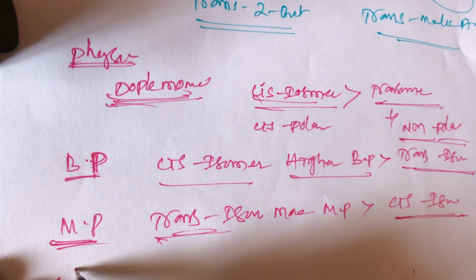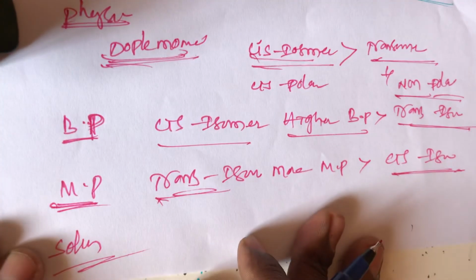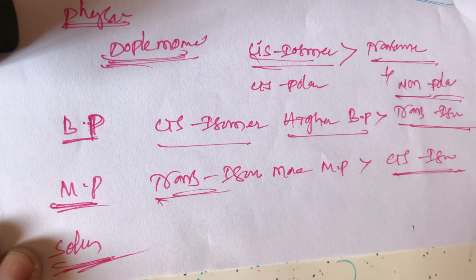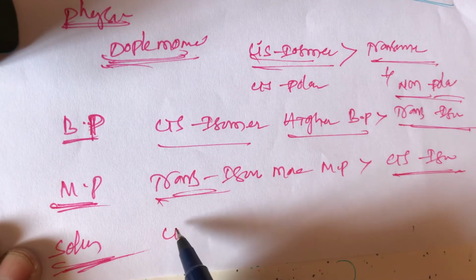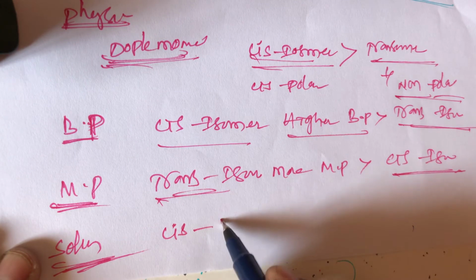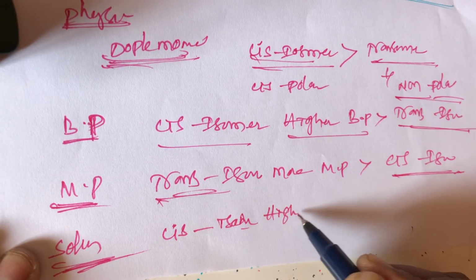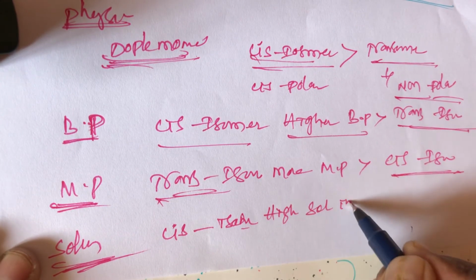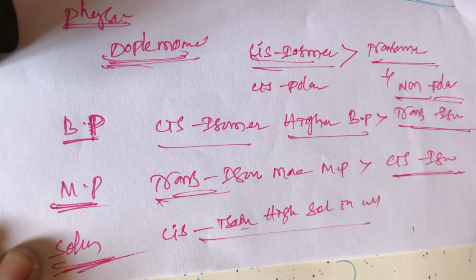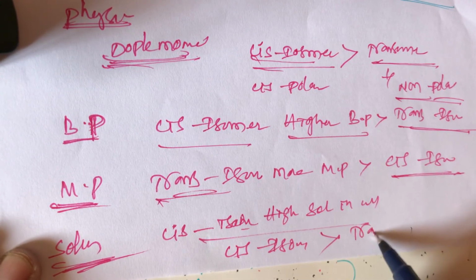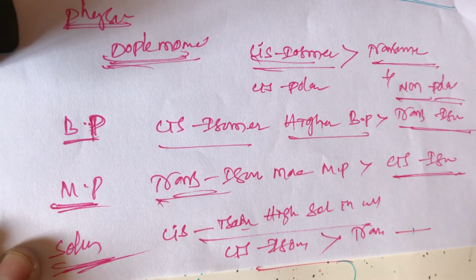And a very important topic is solubility also. Solubility depends on polar nature. Cis compounds are more polar, so cis isomers are highly soluble in water. Cis isomers are more soluble than trans isomers. This is very important, students. So these are the physical properties of trans and cis isomers.